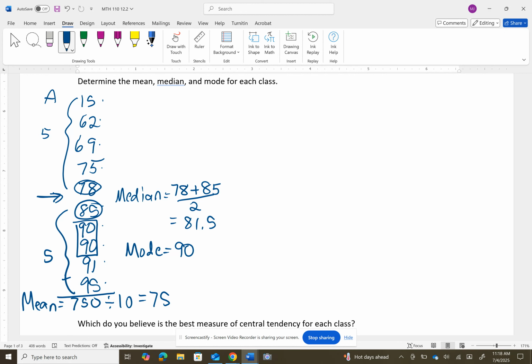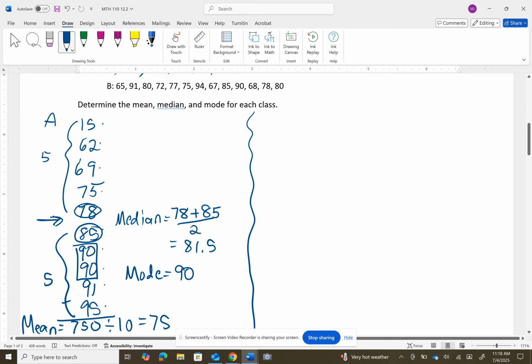I'd like for you to know mean, median, and mode before you come to class. Okay? All right, now pause the video and do set B, and then come watch the video and check to see if you did it okay.